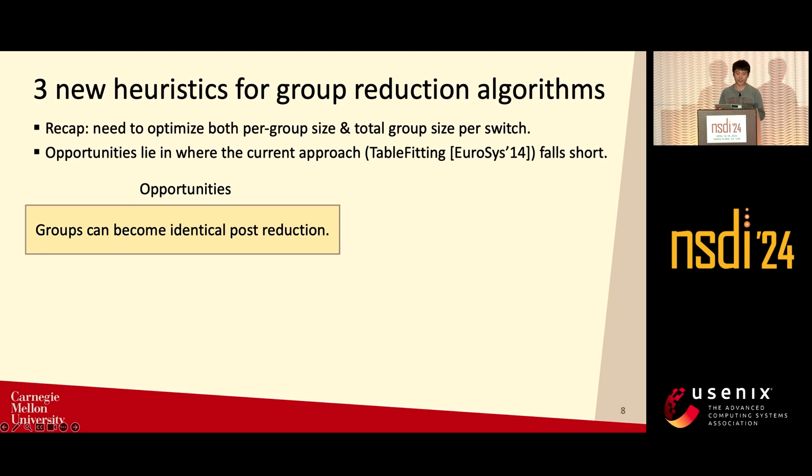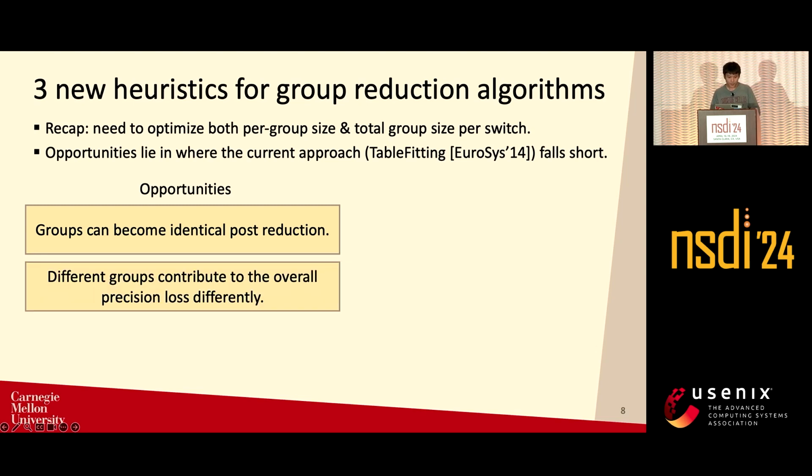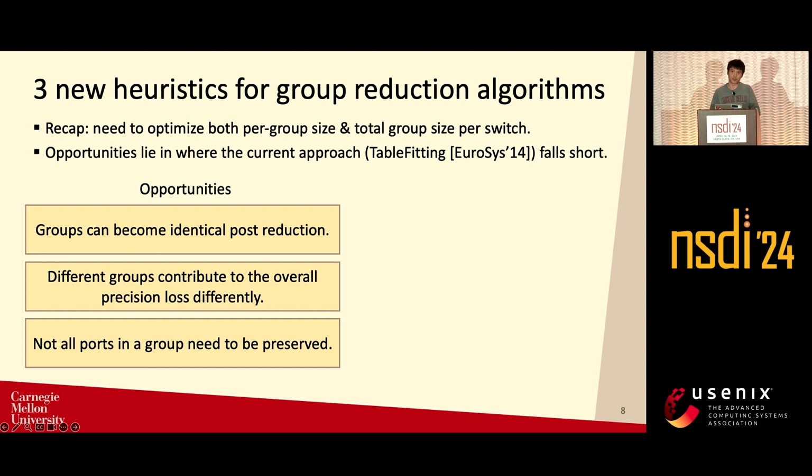The first opportunity is that groups can become identical after reduction. Identical here means all of the ports on the two groups and the weights associated with each port are identical. And the second opportunity is that different groups can contribute to the overall precision loss differently. The last one is that all of the reduction algorithms today try to preserve all of the unique ports in a group, even though that might not be necessary.